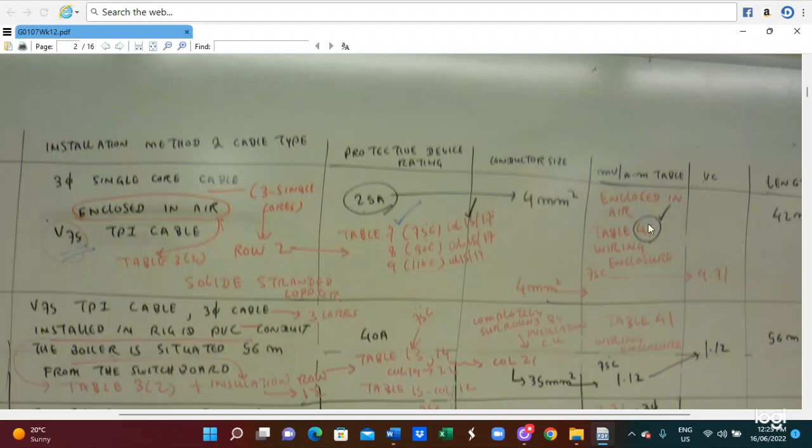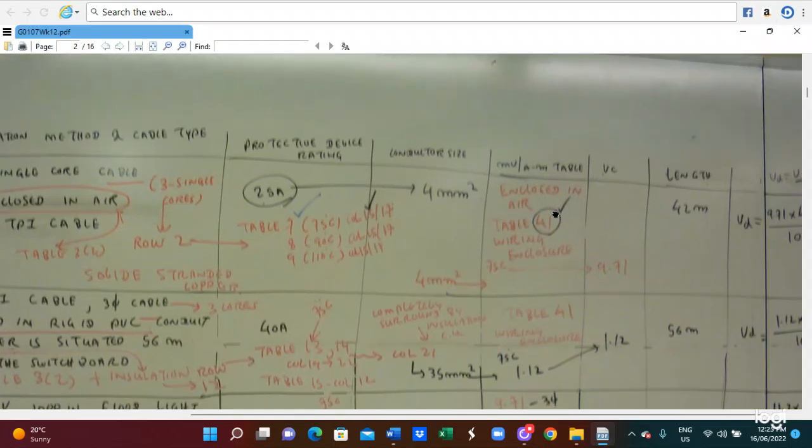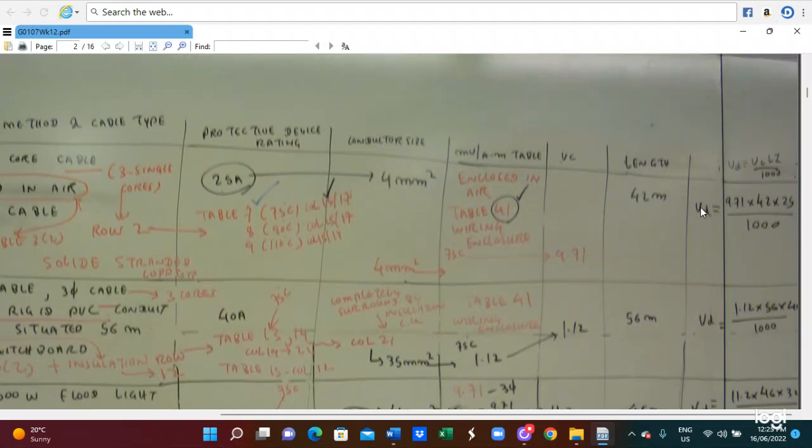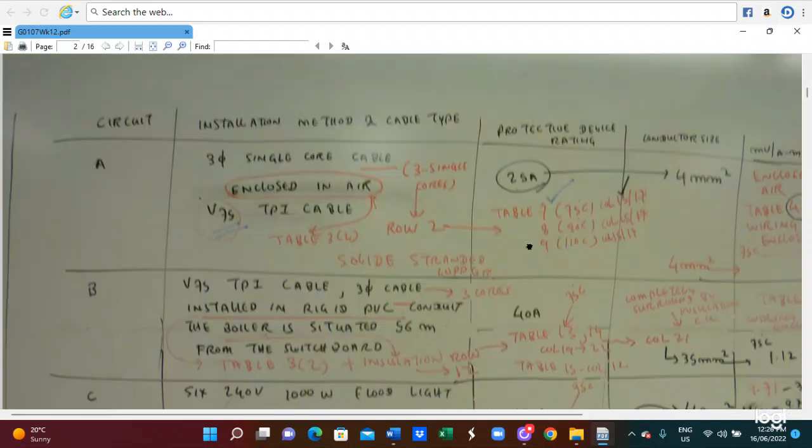This one is enclosed in air. Enclosed in air means it refers to table 41 as well, wiring enclosure, and the length is 42 meter. Then we have to calculate the voltage drop. The voltage drop is Vc L I divided by 1000. From table 41, we got the voltage drop value, 9.71. The length is 42, and the current is 25, divided by 1000. Then we calculate the voltage drop as well. So this is the way we calculate.